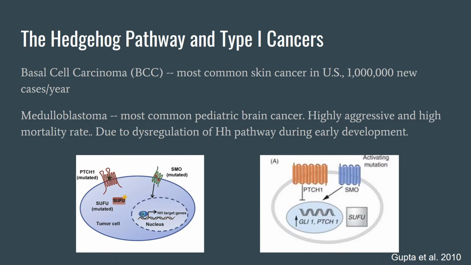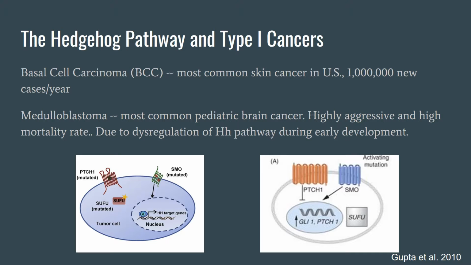Of the 13 various forms of cancer that have dysregulated Hedgehog signaling, basal cell carcinoma and medulloblastoma fit into the type 1 cancer. These cancers are Hedgehog independent. These cancers are caused by one of two mutations.